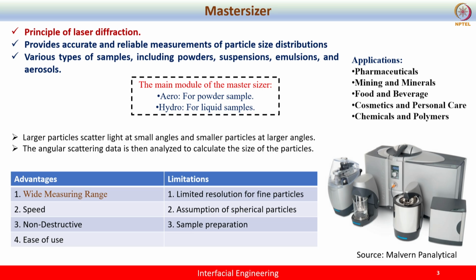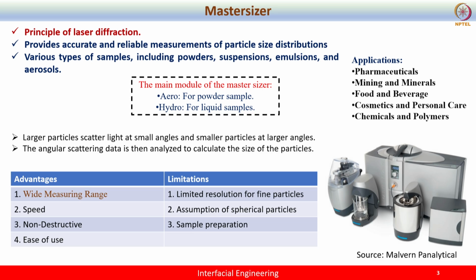Here we are talking about the scattering by the particle, the Mastersizer. This Mastersizer has two modules, aero and hydro. Liquid samples are usually done in the hydro mode, and dry powder is done using the aero mode. And it uses the principle of laser.